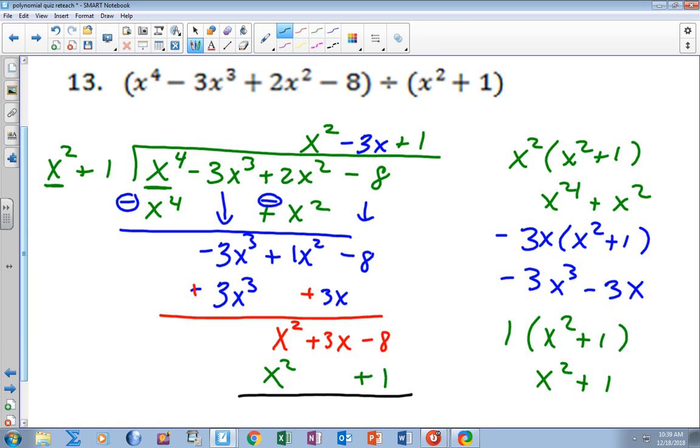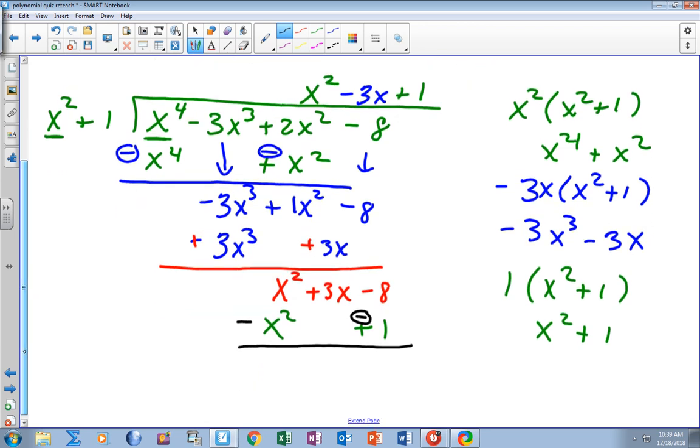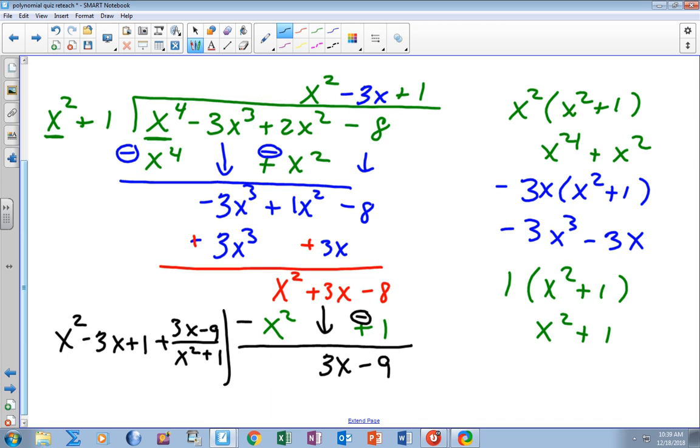Again, we're going to draw our line and change all of our signs, right? And then combine like terms. So I have x squared minus x squared is a 0 pair. I bring down my 3x, and then negative 8 minus 1 gives me minus 9. So then my final answer is going to be x squared minus 3x plus 1 plus my remainder of 3x minus 9 over x squared plus 1. That's our final answer.